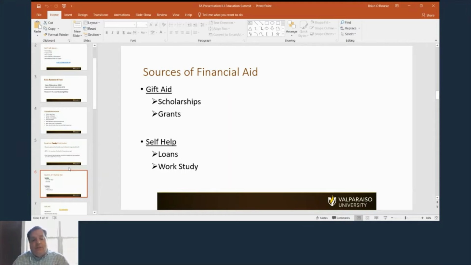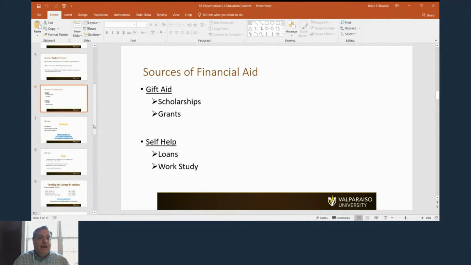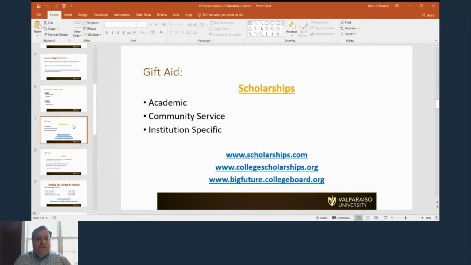The other part of it is what's called self-help. And self-help is the less fun kind. The self-help are things like the student loans and the federal work study. Federal work study means you're going to get a job on campus as part of your financial aid award. The Department of Education is going to help pay your salary to have that job, and you put it towards different expenses that have to do with college. So when we're talking about gift aid, that's the free money. When we talk about self-help, that's the non-free money. That's either the loans or the money that you have to work for while you're in college. So let's talk about the fun stuff first, the gift aid.